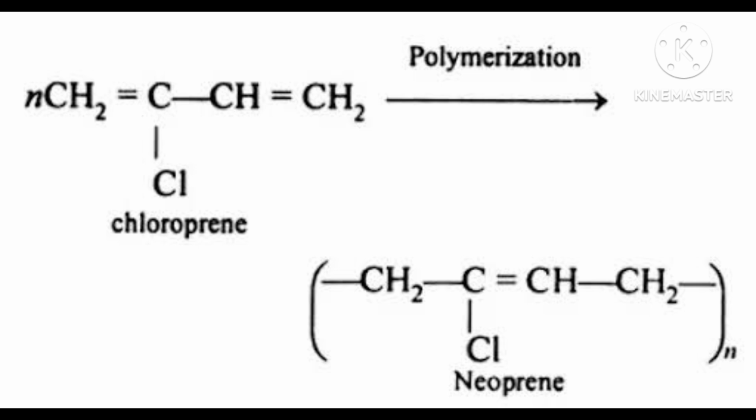That's why you can write this unit with n outside: NH(CH2)6, NHCO, again (CH2)4, CO. This will repeat any number of times. Hence you can write it in a bracket, and outside write n. This is the example of nylon.